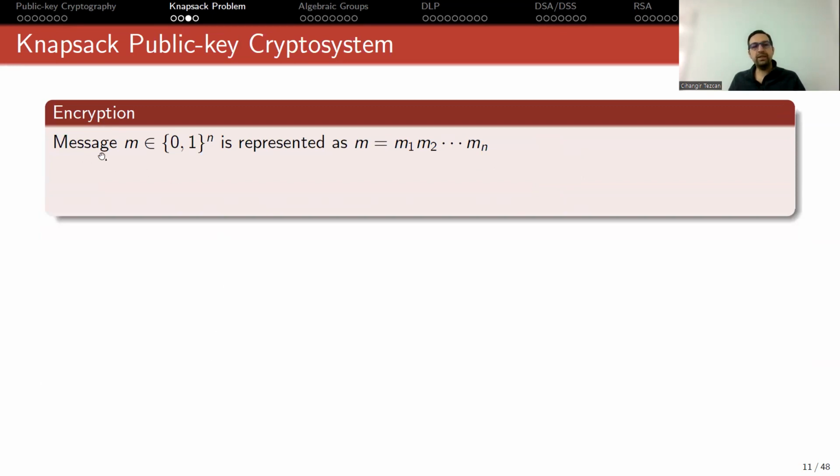So in encryption, a message is going to be represented as bits, m_i. And the ciphertext is calculated as follows.